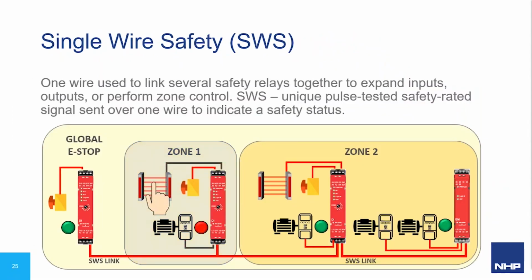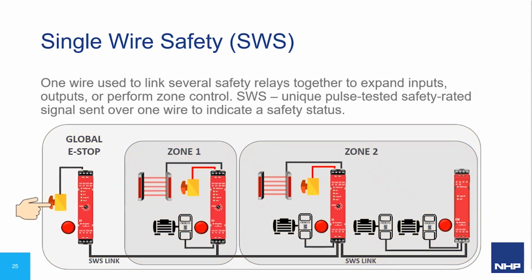Safety monitoring relays do not necessarily have to operate in isolation. Rather, they can be linked together with others to perform additional logic or be provided with additional input and output. The current generation of safety monitoring relays can be linked together by a single wire, which carries a unique pulse-tested signal. This is called SWS, or single wire safety.